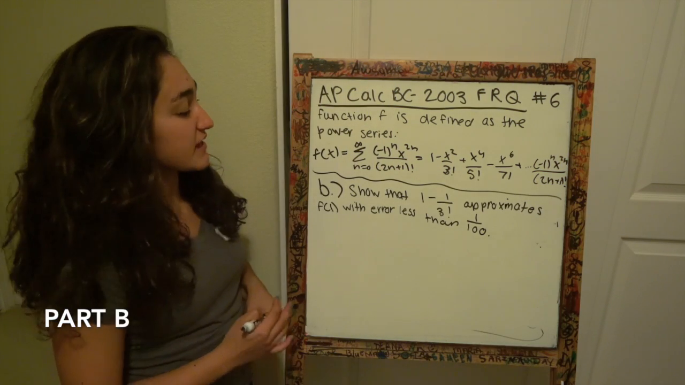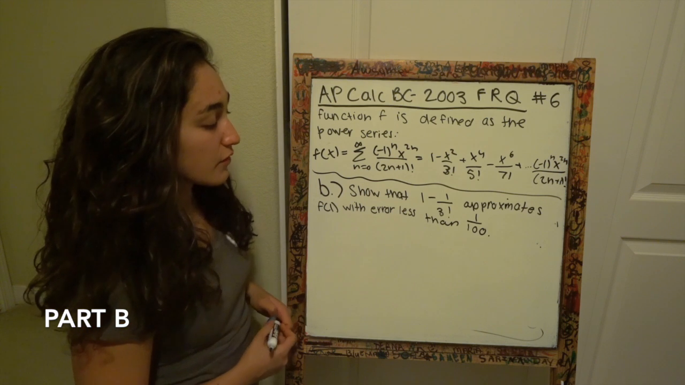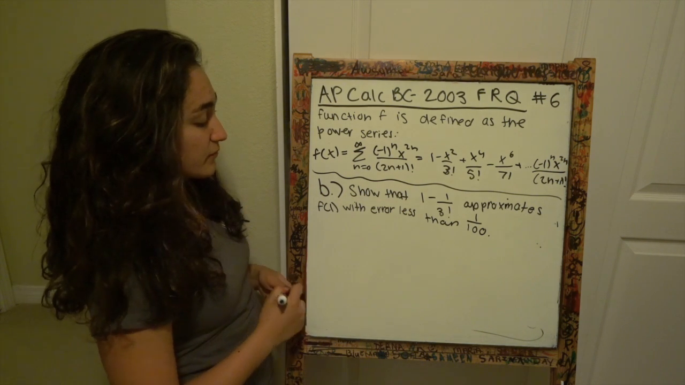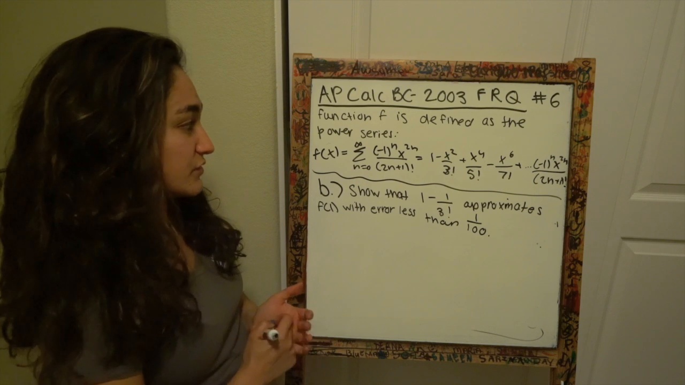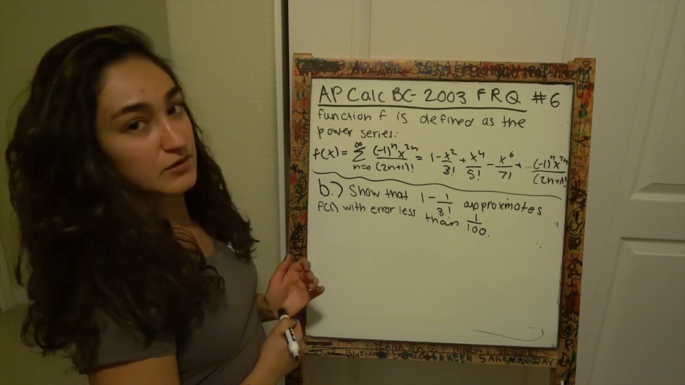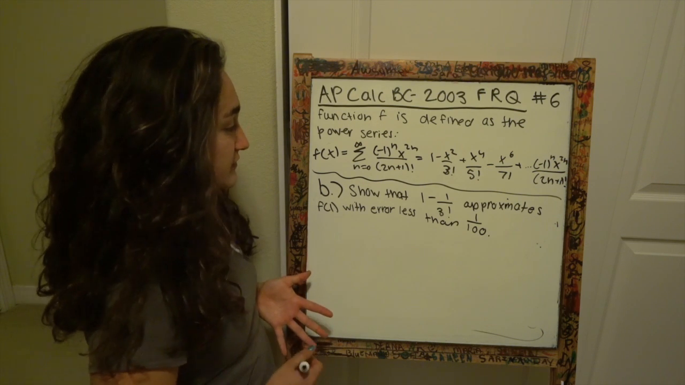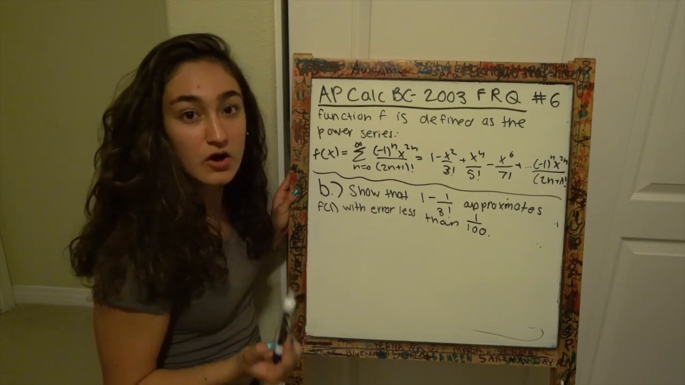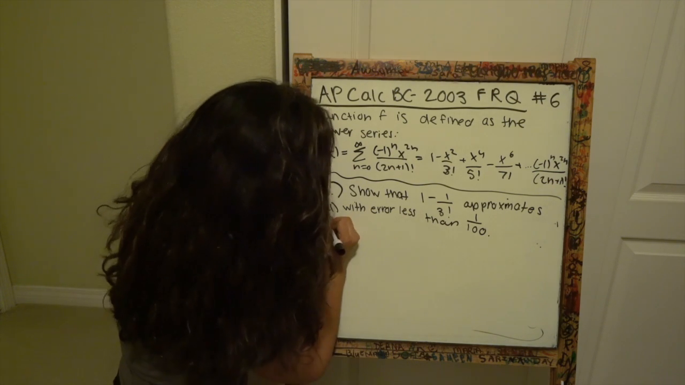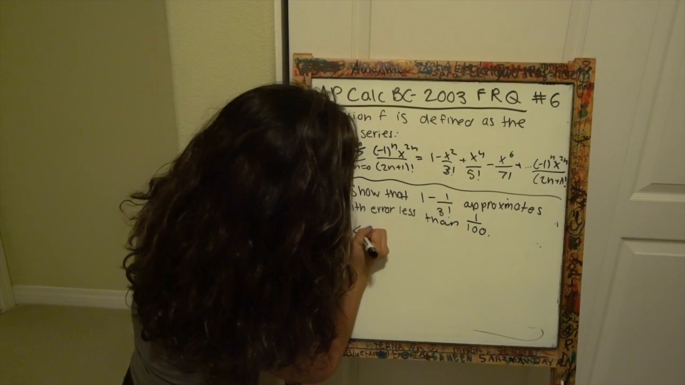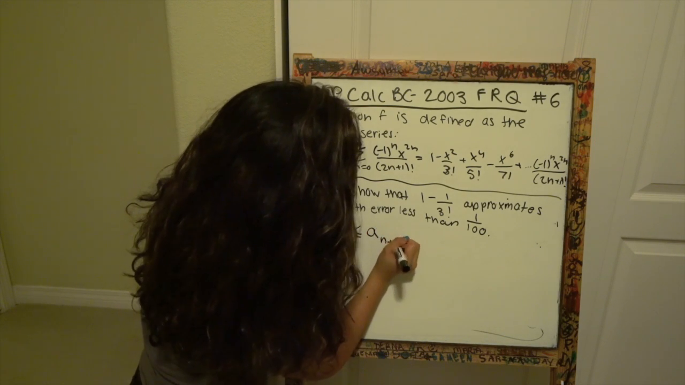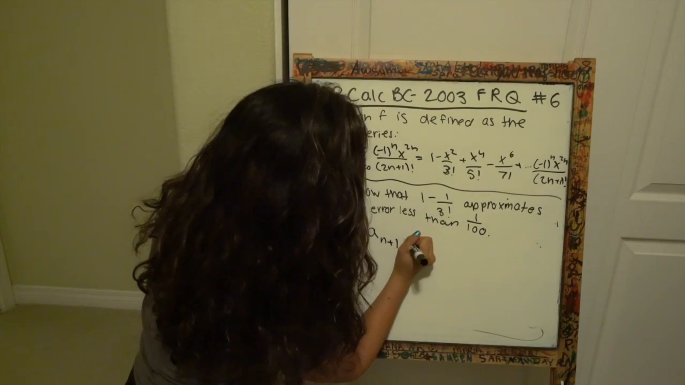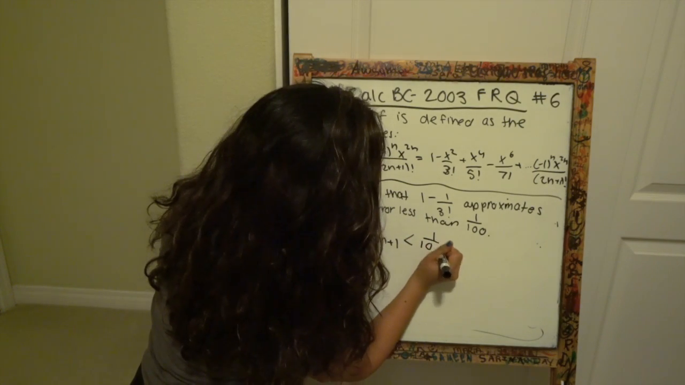The next part of the question is asking us to show that 1 minus 1 over 3 factorial approximates f of 1 with error less than 1 over 100. So we know that this is going to be an error problem, and since the function is an alternating series, we can use the alternating series error bound, which is represented by R_n is less than or equal to a_(n+1). Since we want our error less than 1 over 100, we can set this less than 1 over 100.